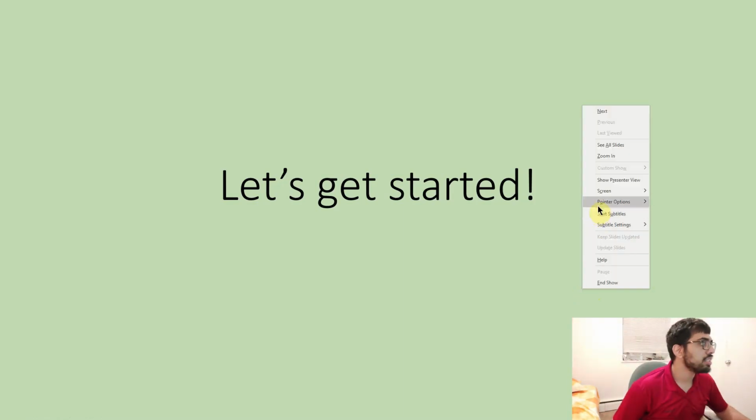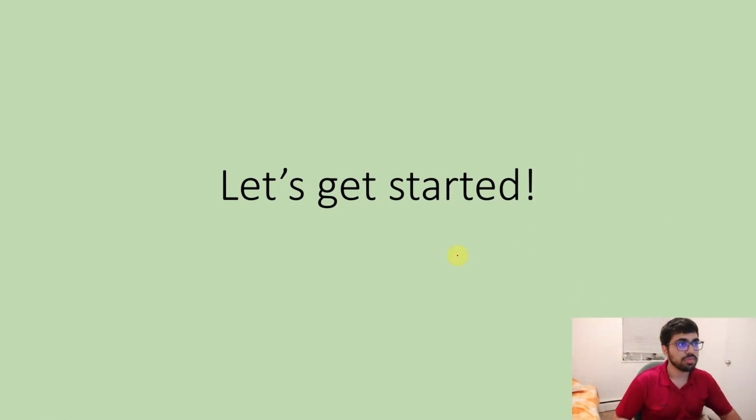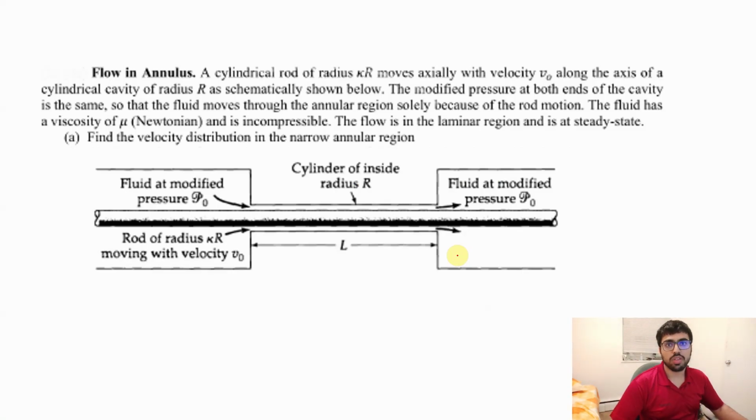Alright, so let's get started. I was speaking about this particular problem, which is the flow in an annulus. I'll give you a couple of seconds to read this question. You analyze this, think about it, and then get back and continue this video. So I'm giving you a couple of seconds. Okay, so this is from Bird Stewart Lightfoot, BSL, chapter 2, problem number B7. And this is how the problem goes.